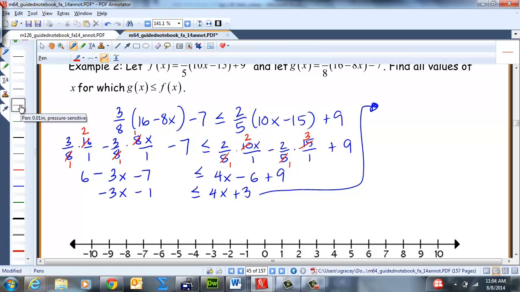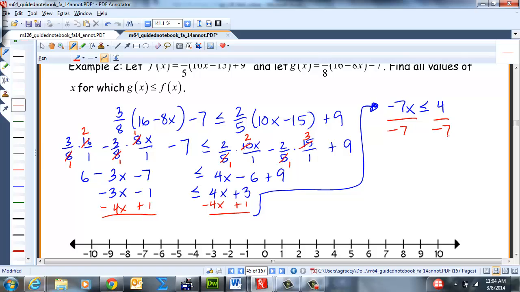which will give us, let's see what we need to do. We need to add 1 to both sides and subtract 4x from both sides. And we will have negative 7x is less than or equal to 4. And be careful, we're dividing by negative 7. So we have to change the direction of the inequality to greater than or equal to negative 4/7.